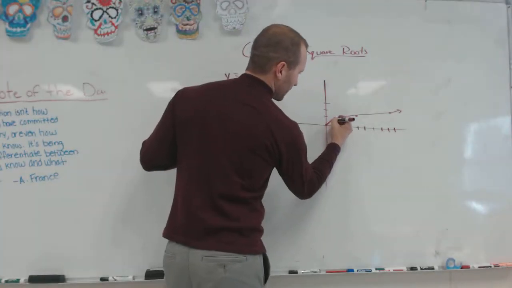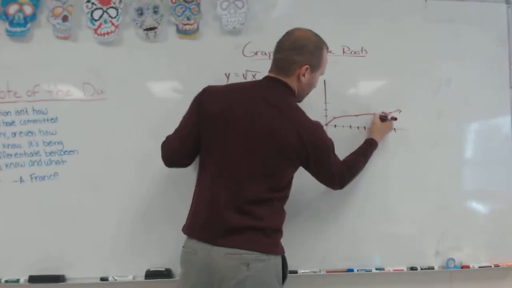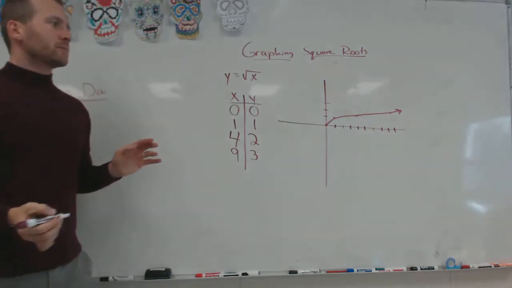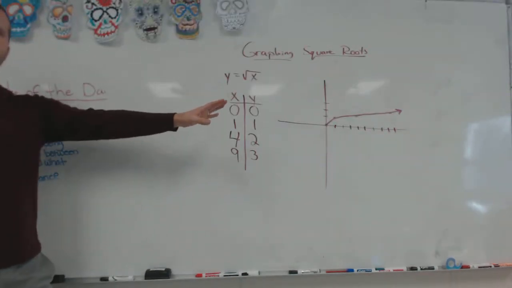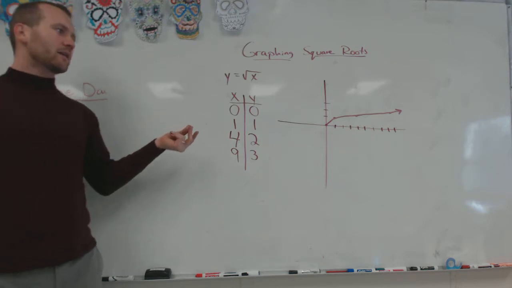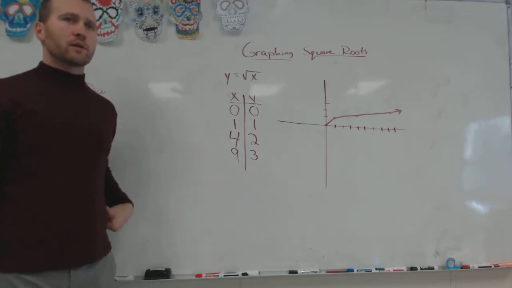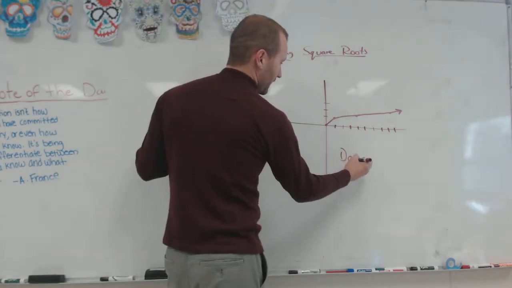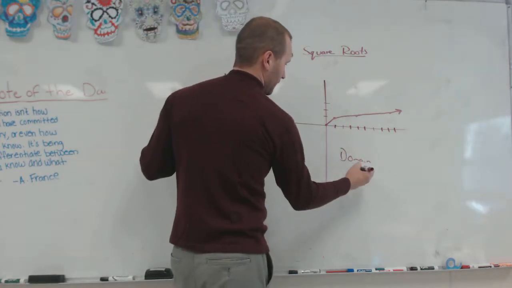Not the best drawing ever. But there's my graph of the square root. And there are things on here that are really important to notice. Mostly they fall into the category of the domain and the range.